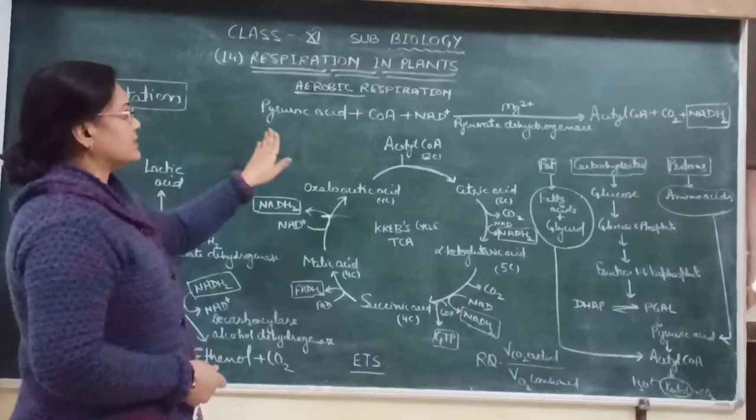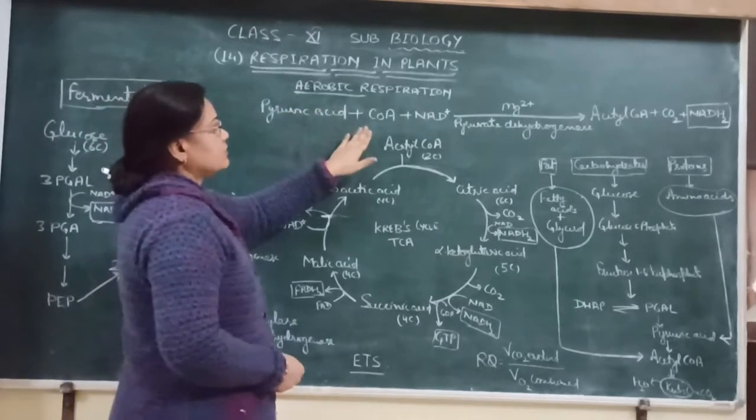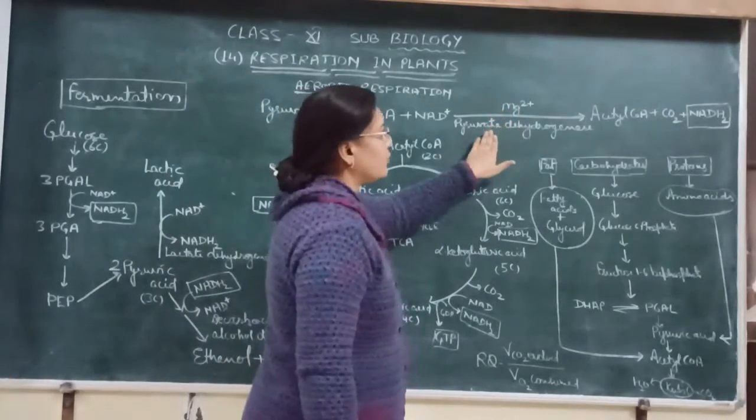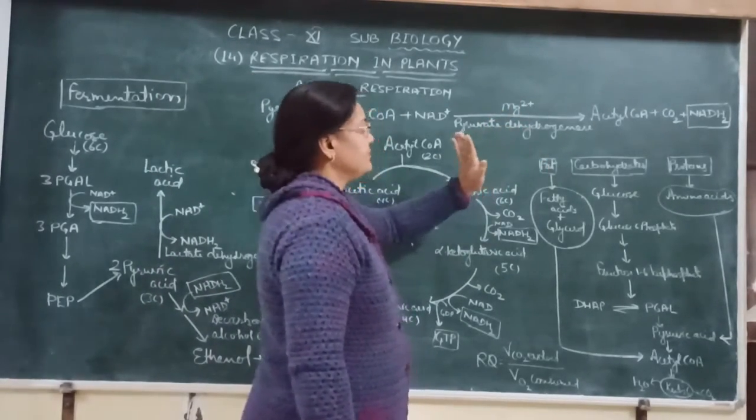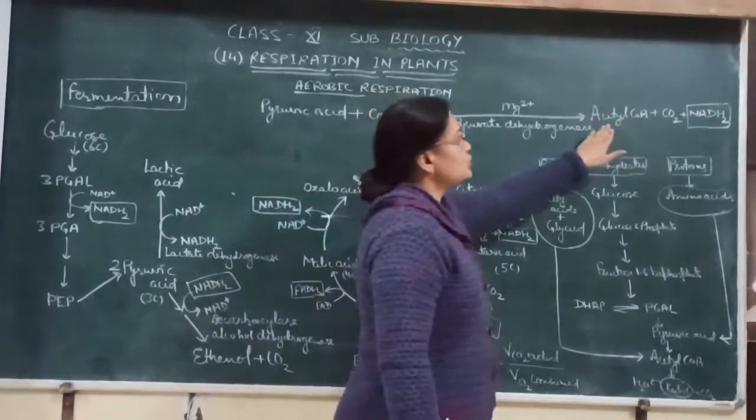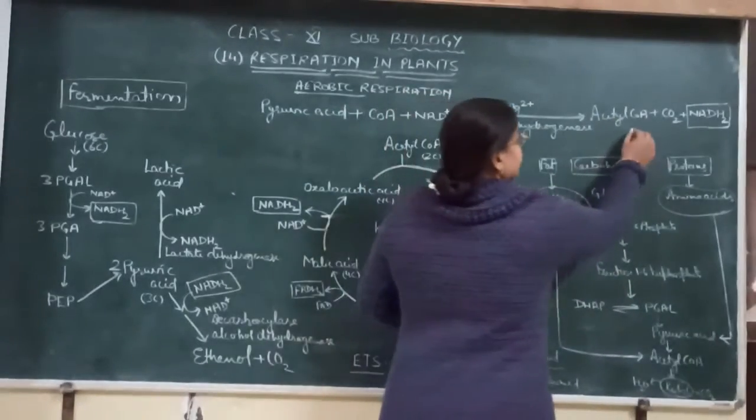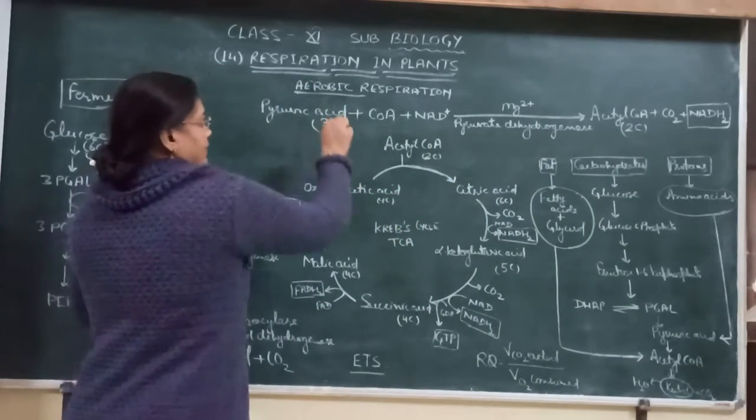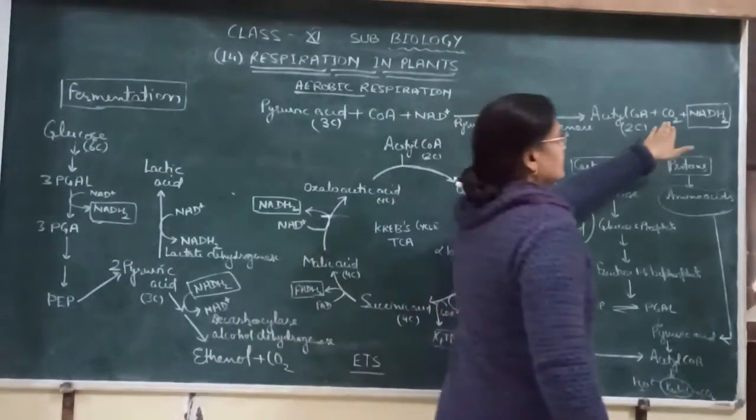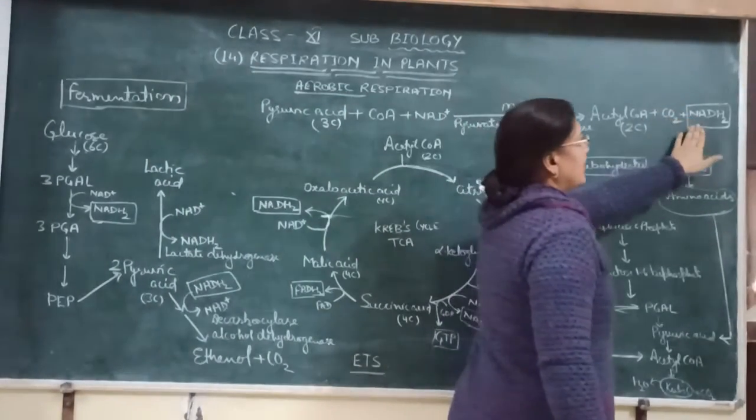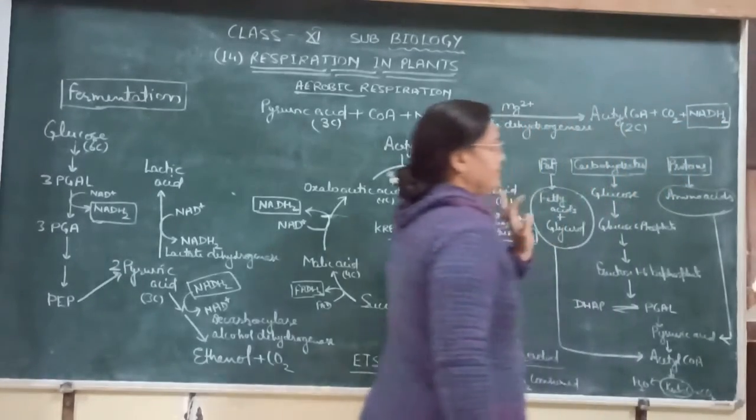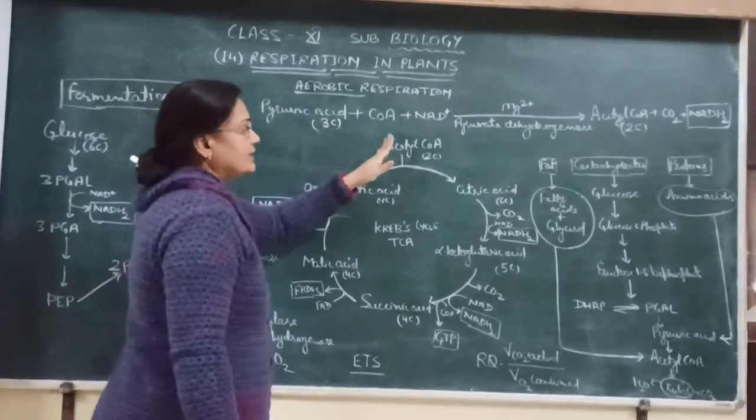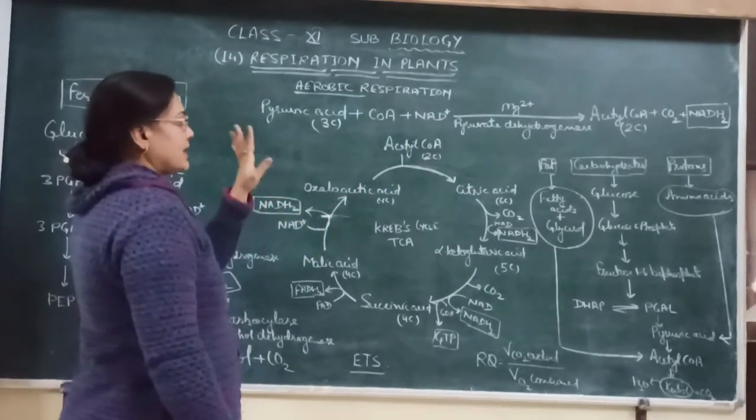So first, pyruvic acid reacts with coenzyme A and NAD in the presence of magnesium ion and the pyruvate dehydrogenase enzyme. Pyruvic acid is converted to acetyl coenzyme. It is a 2-carbon compound and pyruvic acid is a 3-carbon compound. So carbon dioxide is also released during it and an NADH2 molecule is formed. This is the first step, and now this acetyl coenzyme can enter the Krebs cycle.